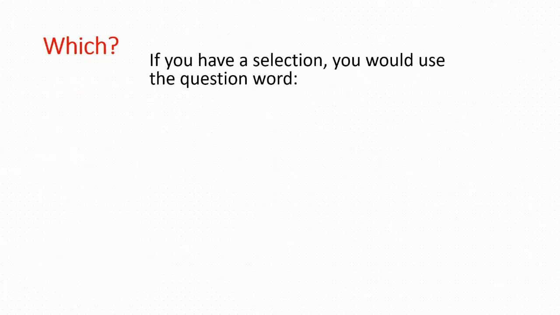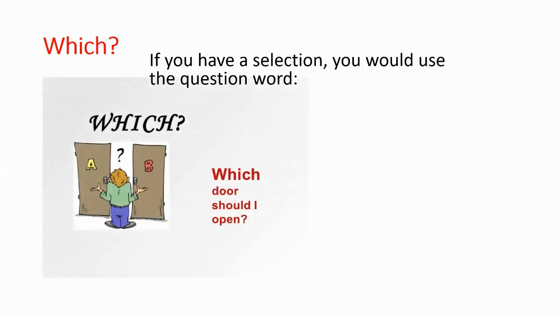Okay, let's move to the next question word. The question word is which. We use the word which for a selection. If you have a selection, use this question word. Look at the example. In this picture, the man has two doors. That means he has to select either door A or B. So he has a selection. He may ask, which door should I open?